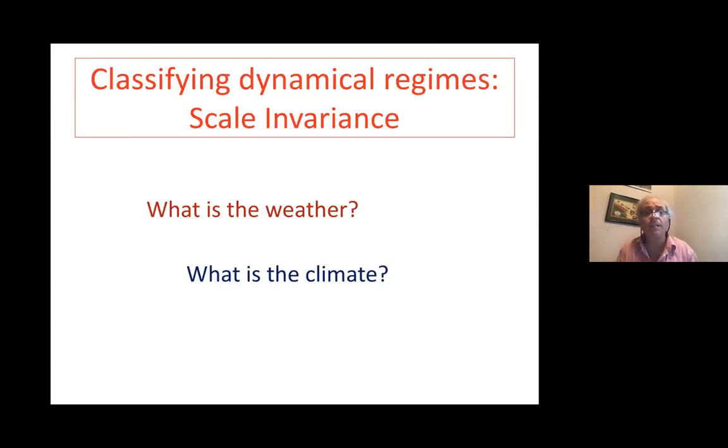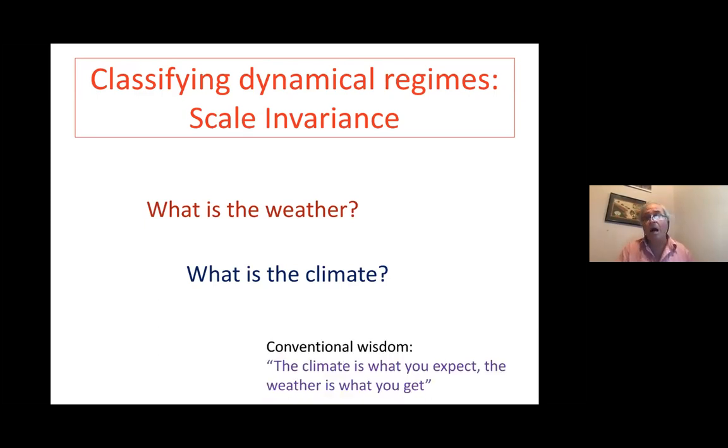Okay, so that's the opposite scaling view. We can use scaling to classify different atmospheric regimes and finally answer the question: what is the weather? What is the climate? Remember, the conventional wisdom is that the climate is what you expect, the weather is what you get. So climate is sort of long-term weather. Is that really an adequate definition?